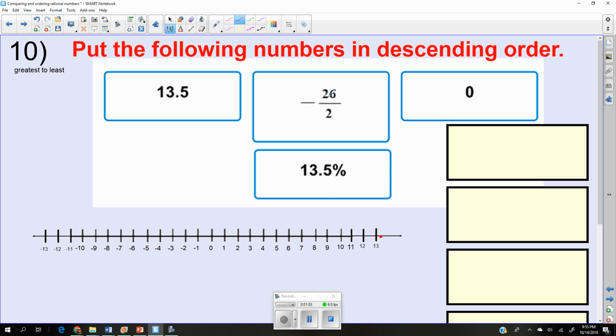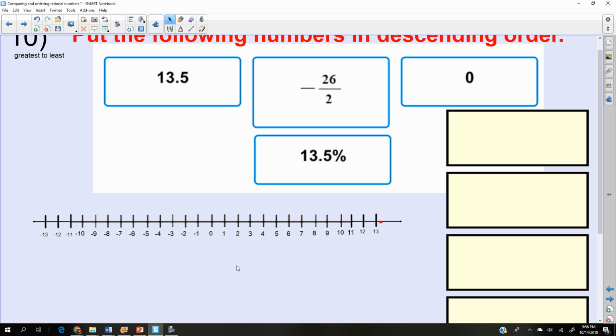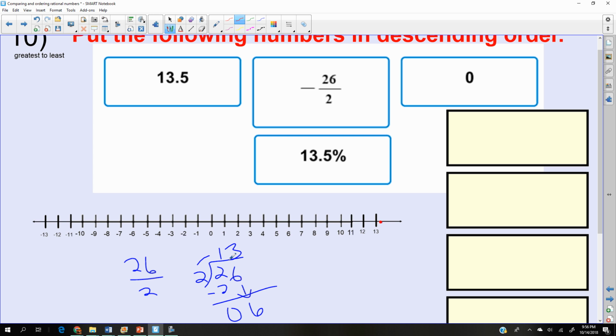And negative 26 halves. So that's like a division problem. So 26 halves, it's the same thing as saying 26 divided by 2. All right, 2 goes into 2 once. 2 times 1 is 2. 2 minus 2 is 0. Bring down the 6. 2 goes into 6 3 times. So it's negative 13. So on the number line, negative 13 is right here. Okay, so that's negative 13, which is, I'm going to put over top of the number line, negative 26 halves. Okay, that's where that is.